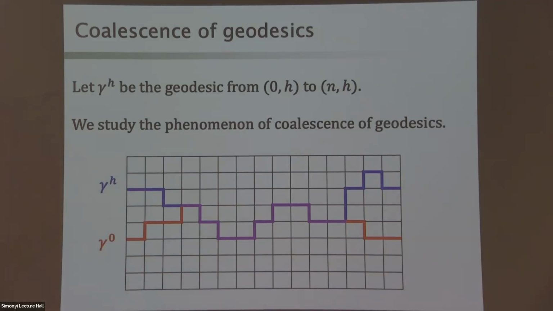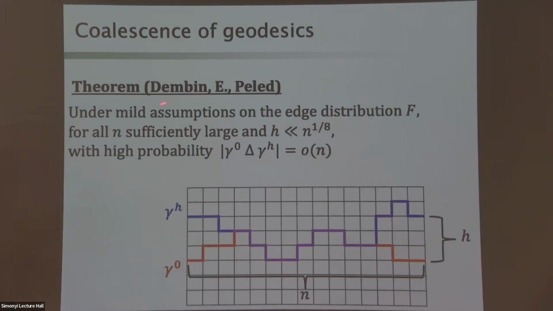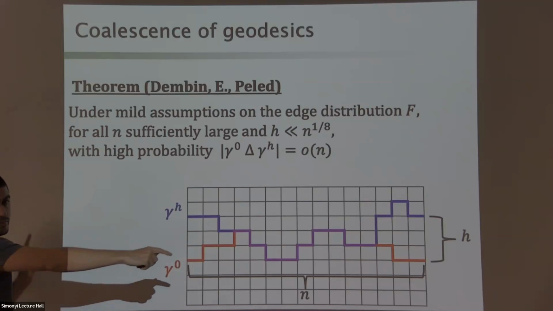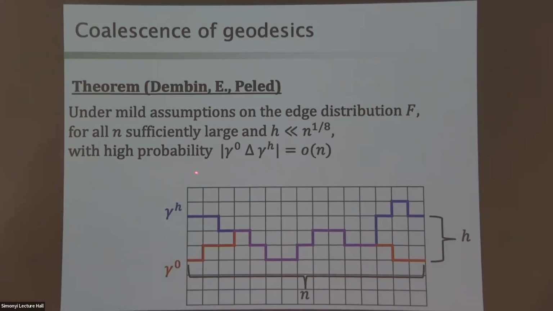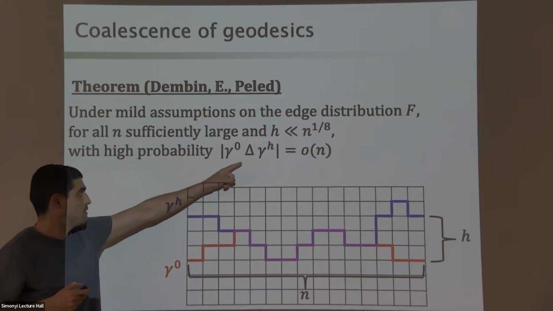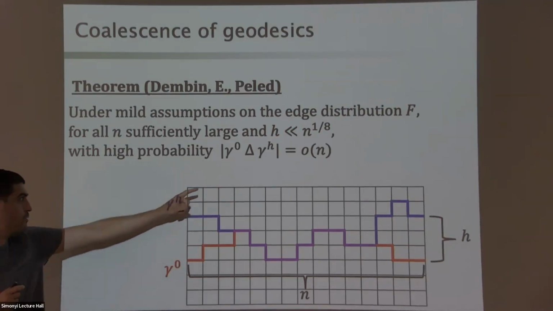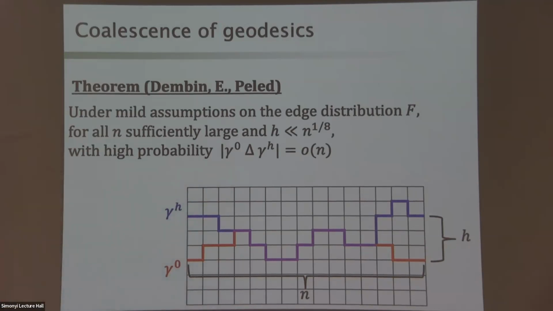Okay, so together with my colleagues, we showed that this is indeed the case. We proved a quantitative version of this result. So this is under some mild assumption on the edge distribution F, you can show that as long as h is not too big compared to n, then these two geodesics will coalesce. If h is less than n to the 1/8, then they will coalesce with high probability. So this is like the symmetric difference between the two geodesics will be little o of n.